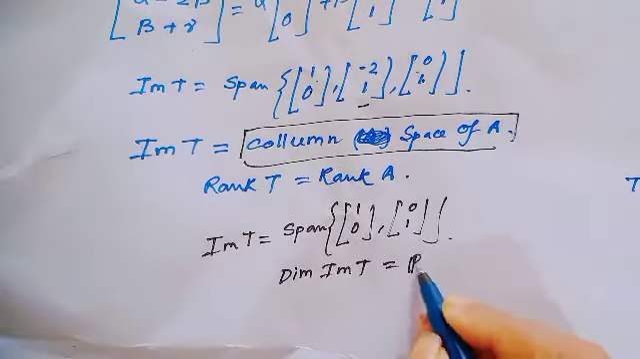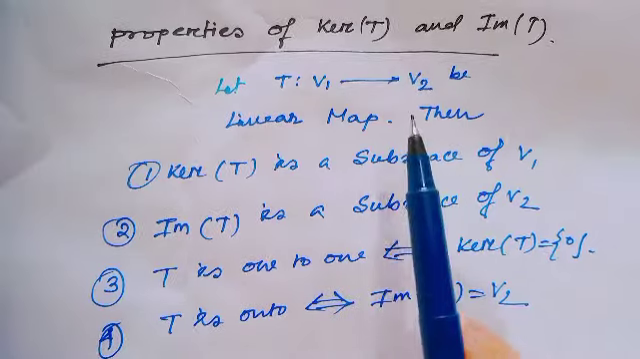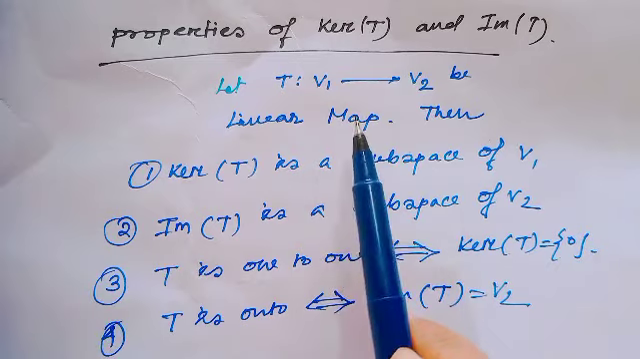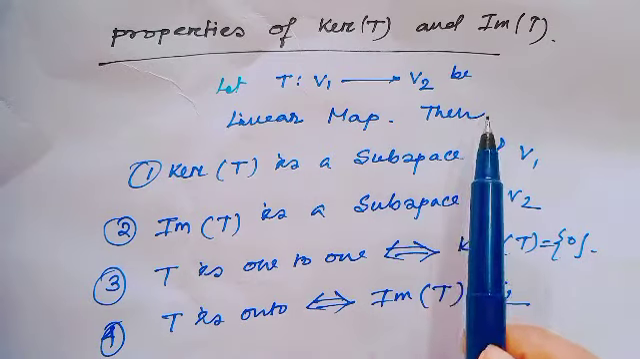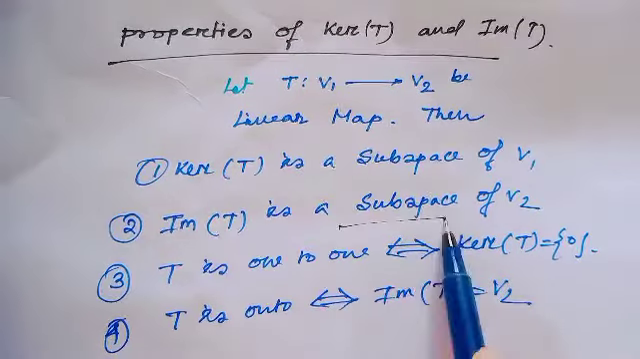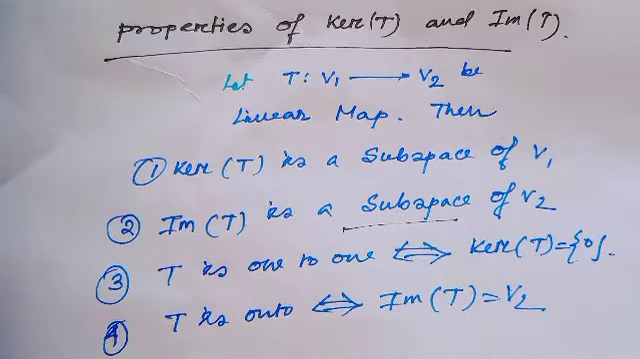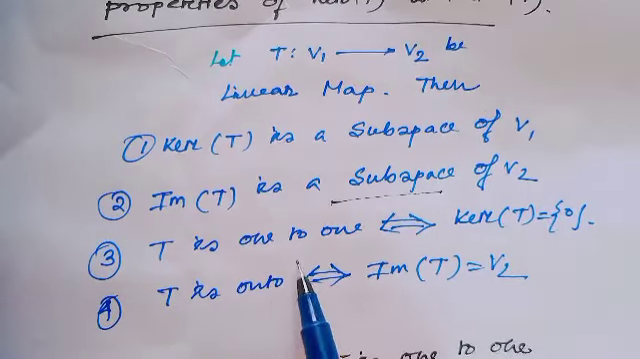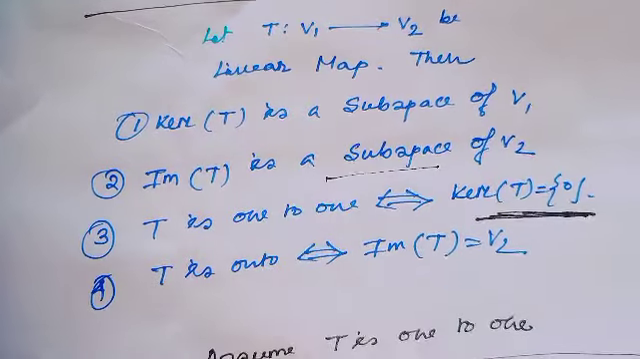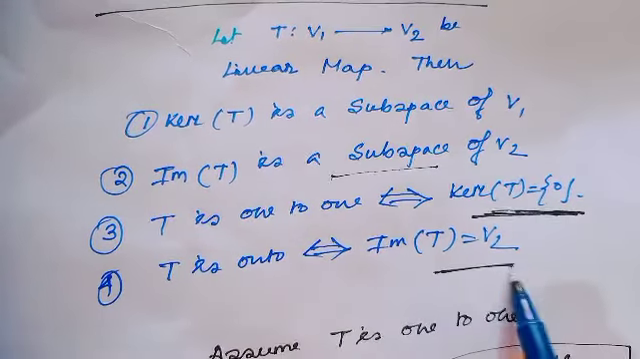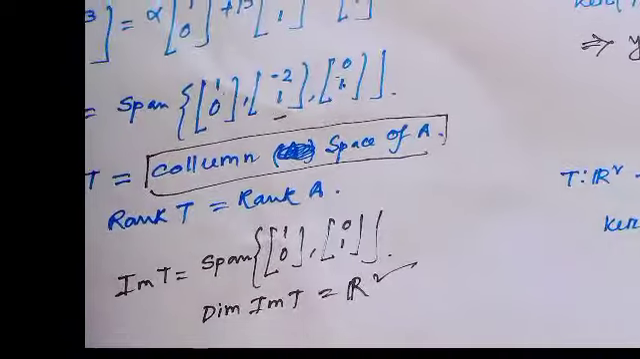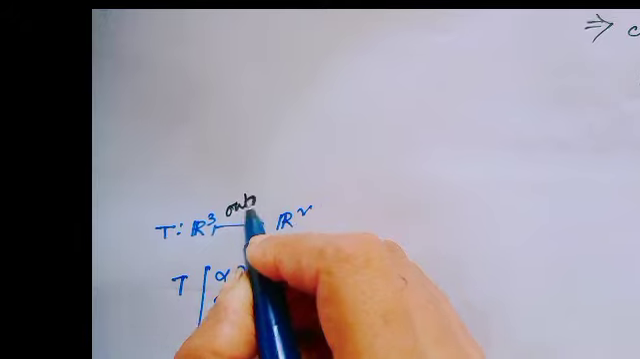the whole R2. Okay, and there exist nice properties of kernel and image T. Let T be a linear transformation from V1 to V2. Then kernel T is a subspace of V1. Also image T is a subspace of V2. Now T is 1-1 when the kernel of the linear transformation is only the singleton set {0}, and T is onto when image T equals the whole V2. In this example, image T equals the whole R2, so this linear transformation is onto.